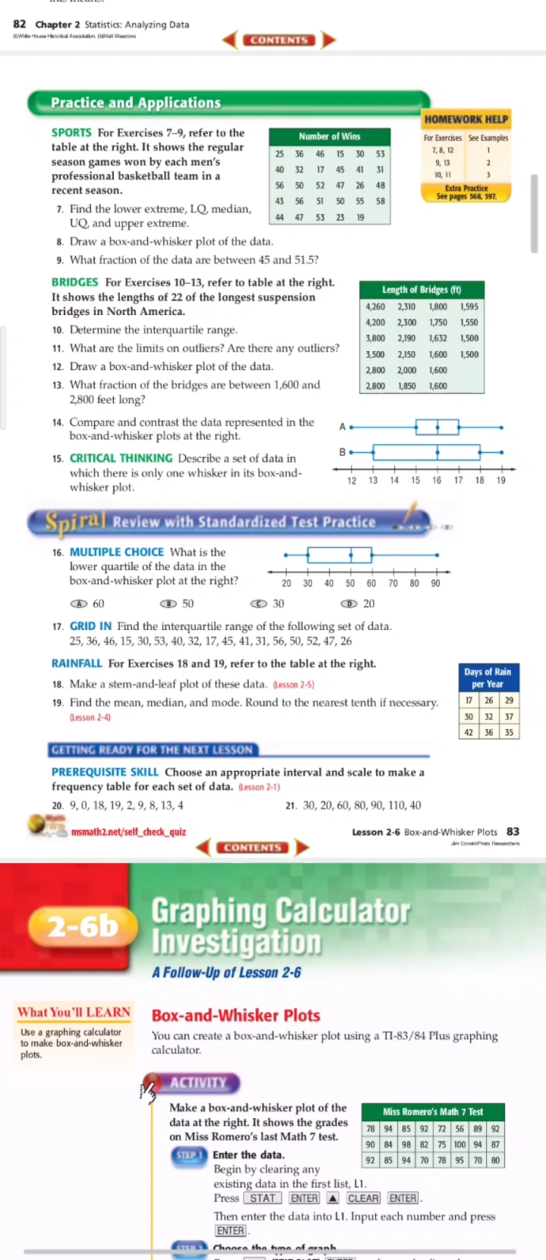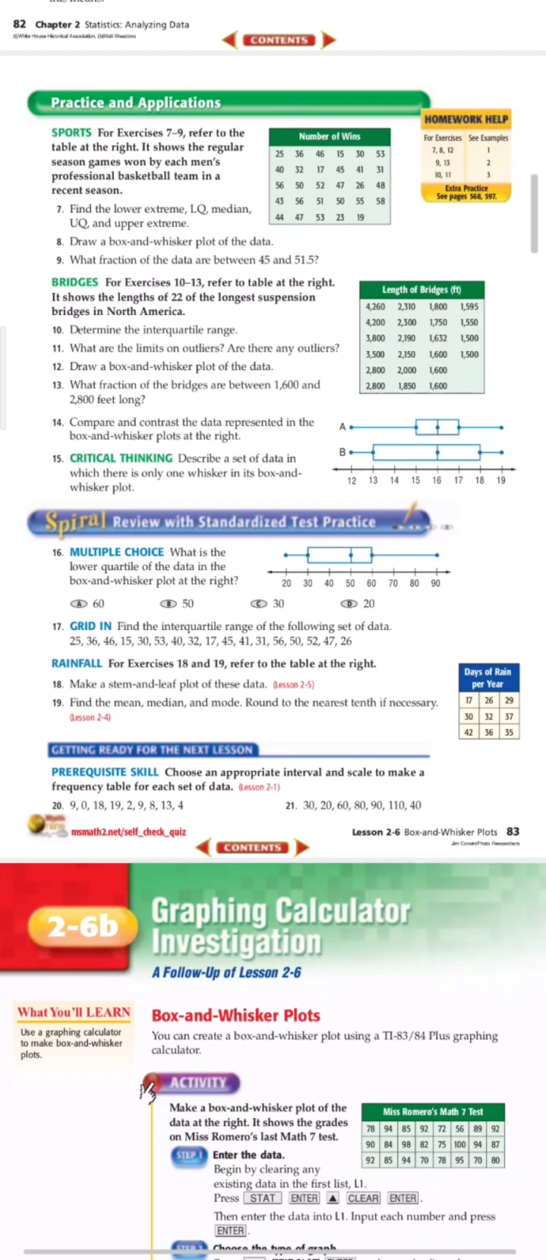8. Draw a box and whisker plot of the data. 9. What fraction of the data are between 45 and 51.5?